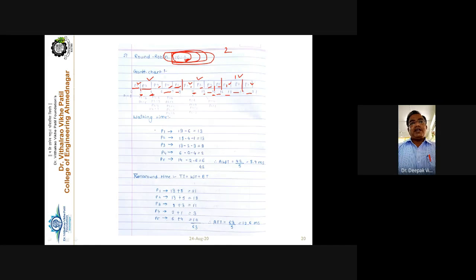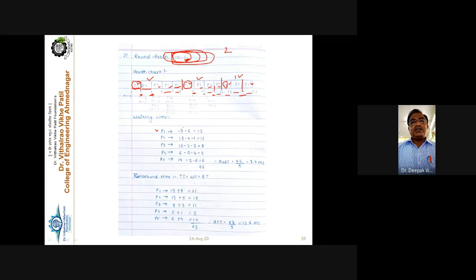Now calculating the waiting time for process P1. P1 is executed between the 19 to 20 slots. So before reaching 19, how many times did it get executed? P1 got executed here: 2 plus 2, 4 plus 2, 6.